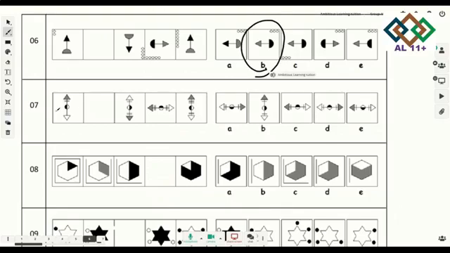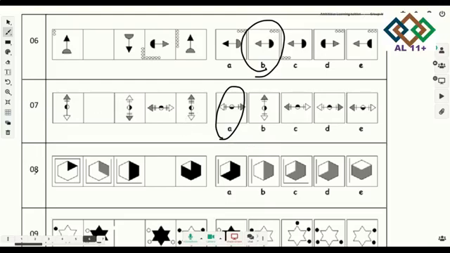So let's look at number 7. The same thing is happening in number 7. The pattern rotates 90 clockwise. The black fills in the circle, swap sides, and the line is added at alternate ends. So obviously the answer would be A. They are rotating, if you look at the way they are rotating.